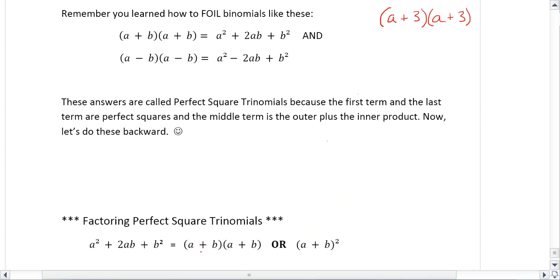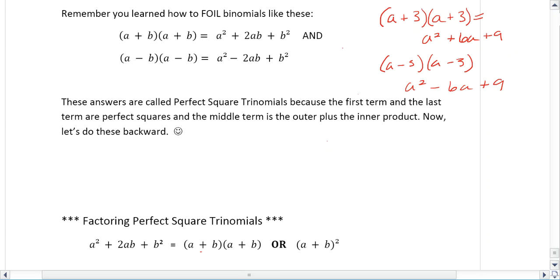Another special case we need to learn how to factor are called perfect square trinomials. So I'd like you to remember when you learned how to FOIL something like a plus 3 squared, that FOILed into a squared plus 3a plus 3a, which was a squared plus 6a plus 9. So we're going to write that in general terms. A plus b times a plus b is a squared plus 2ab, because there was a 3a and a 3a. There were 2 of them. And likewise, it'd be similar if I had a minus 3 times a minus 3. I'd get a squared minus 6a, but still plus 9.